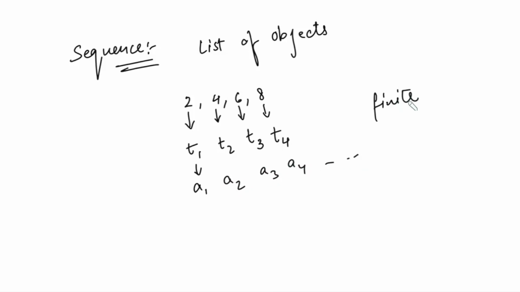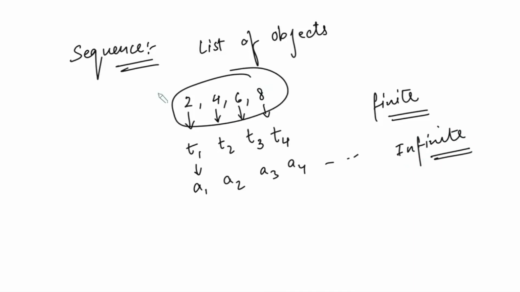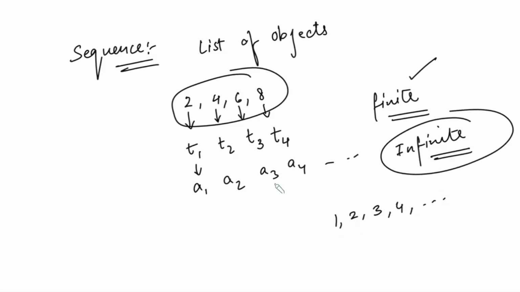A sequence can be finite or infinite. If it has a countable number of terms, like in this case 2, 4, 6, and 8, so there are only 4 terms, this is a finite sequence. And if we say all natural numbers 1, 2, 3, 4, and so on, this is an infinite sequence.